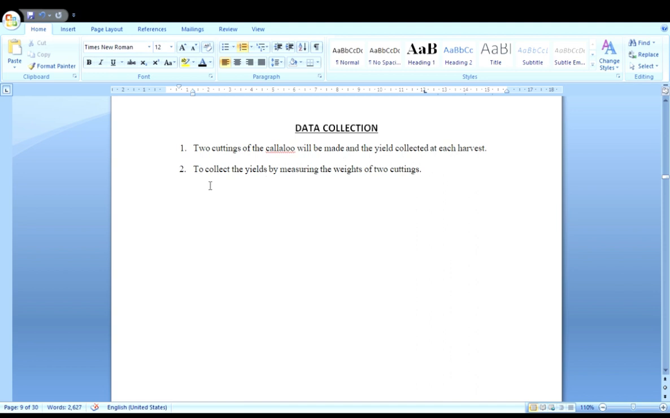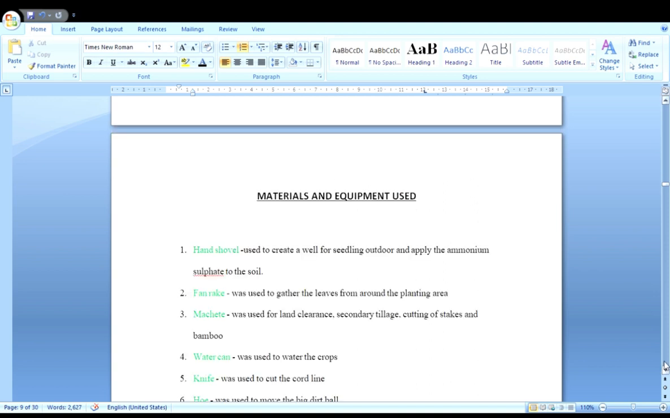Alright, so number 2, to collect the yields by measuring the weights of the two cuttings. So in your results now, you should show the amount of callaloo that were harvested in the two cuttings. Alright, so your data collection is just telling you what information will be collected. And this information would be also followed by the assessor to see if you have that in your result. If you don't state it in your data collection, you should not show it in your result. However, if you make observations that you don't state in your data collection, you can add it in your discussion, but don't add it in the result.